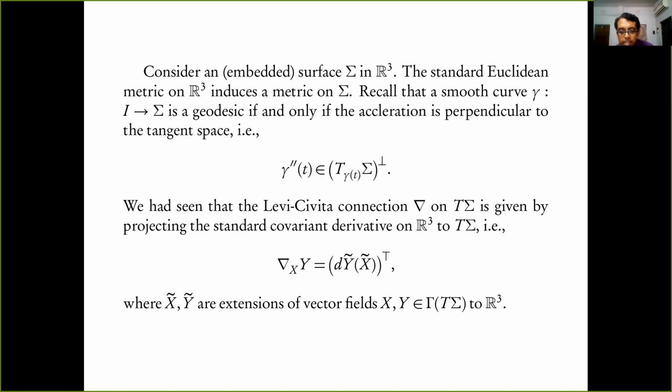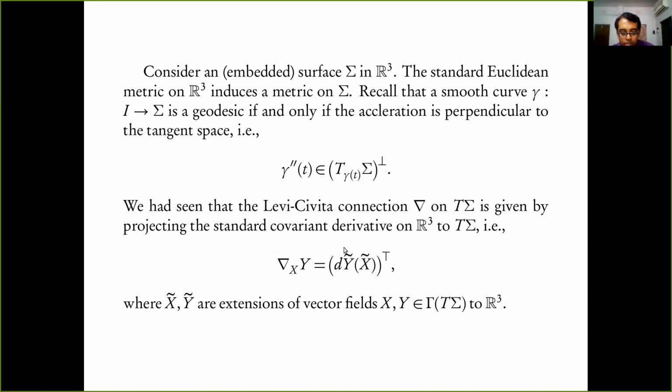It simply means if you wanted to calculate it around P in sigma, you have to find an open neighborhood in R3 around P, extend the vector fields X and Y to X tilde, Y tilde as vector fields on R3, and then compute this side. Okay, so this right hand side will not depend on the extension that you've chosen. That's a result that we proved in class as part of the proof that this identity defines the Levi-Civita connection on sigma.